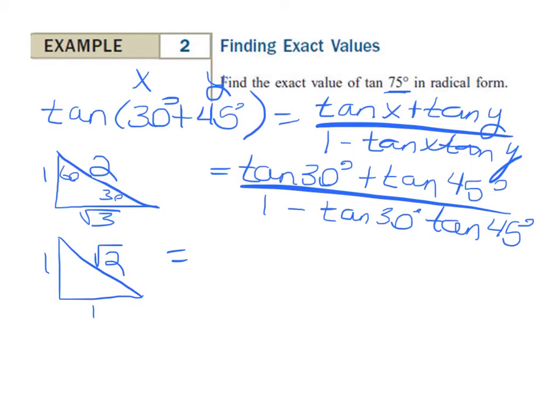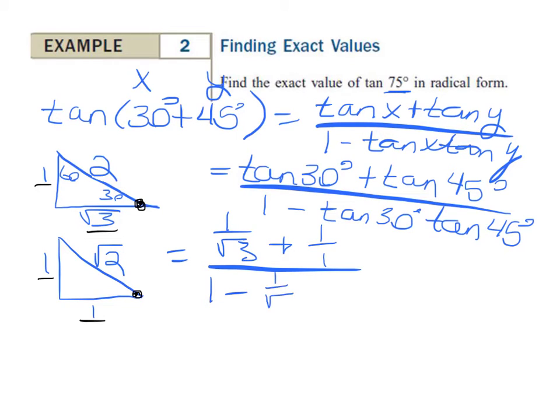Okay, so the tangent of 30. Remember, you're going from here, and tangent is opposite over adjacent. So we've got 1 over the square root of 3 plus, now we're going to be right here, and the tangent of 45 is opposite over adjacent. So we've got 1 over 1 all over 1 minus, okay, again, the tangent of 30 was 1 over the square root of 3, and the tangent of 45 is 1 over 1. So what we've got is 1 over the square root of 3 plus 1 all over 1 minus 1 over the square root of 3. All right, let's make ourselves a little bit more room.